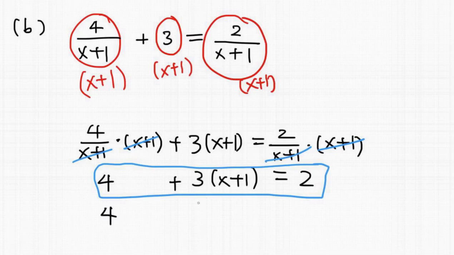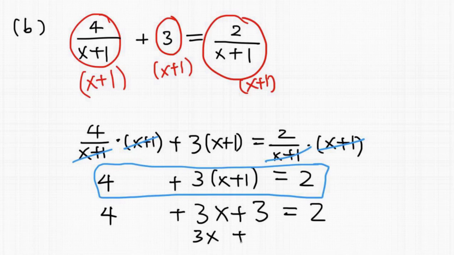So let's solve this equation. 4 plus, distributing the number 3, 3x plus 3 equals 2. And then this is 3x plus 4 plus 3, that's 7, equals 2.